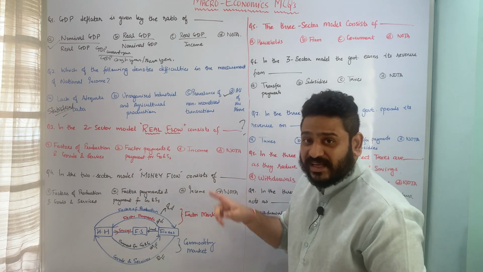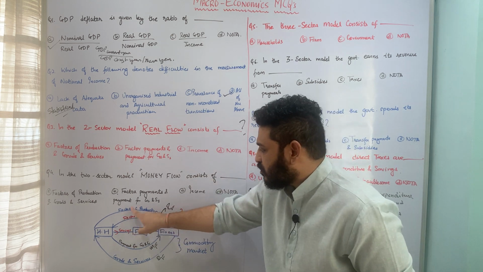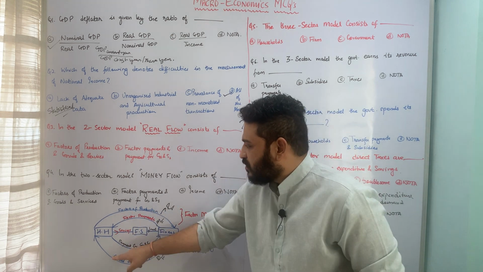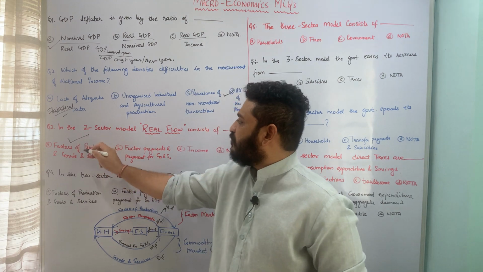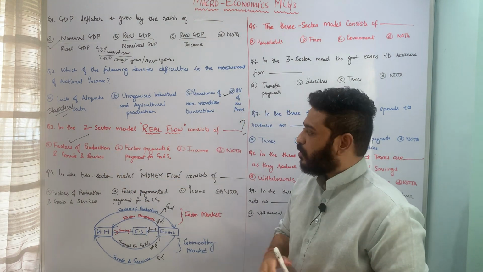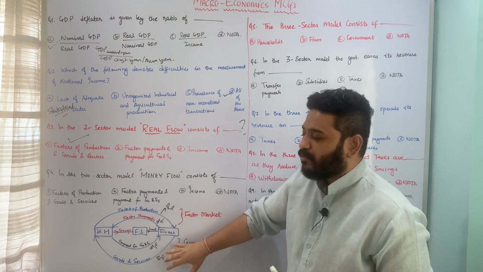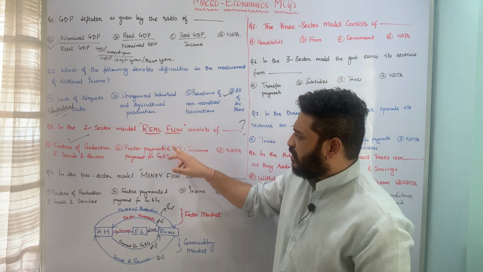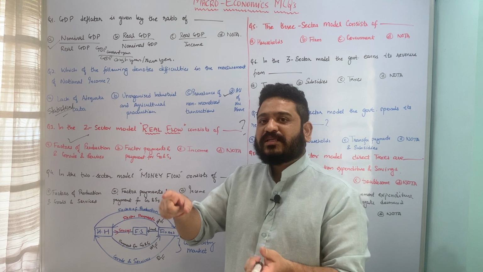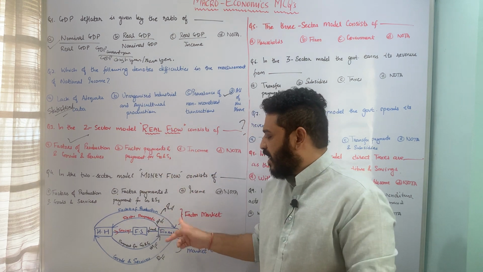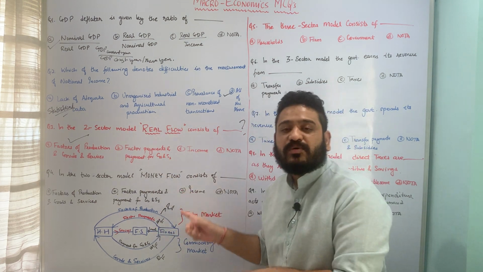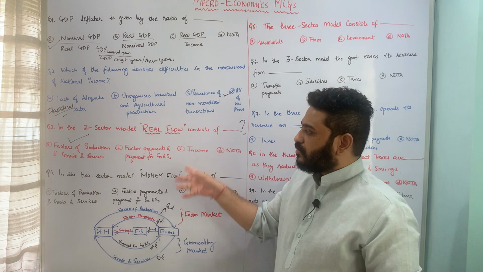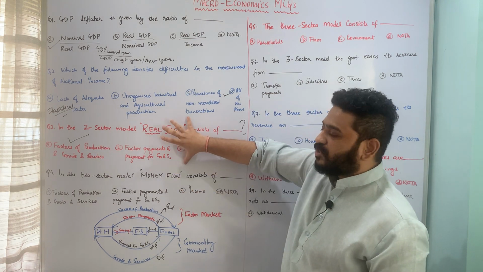So here now we can say that option A, factors of production as well as goods and services, are the real flows in the two sector model. I hope it is making sense to you. Pretty easy to understand. Real flow consists of factors of production moving from household to the firm, and the goods and services moving from the firm to the household. So this is talking about real flow. I hope this question is pretty much clear.